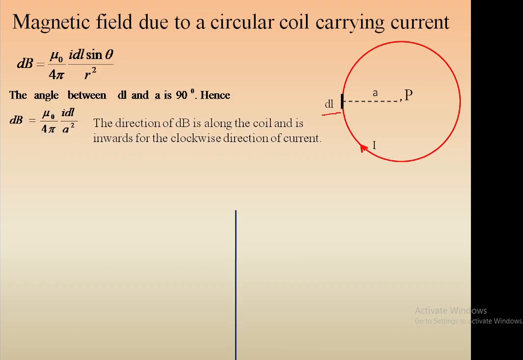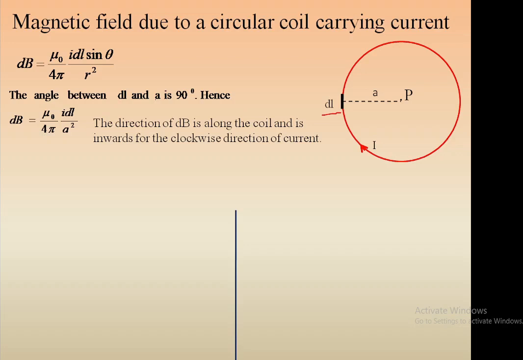Here the direction of dB is along the coil and is inwards for the clockwise direction of current. That we can verify by using the right hand grip rule. So you can take your right hand and encircle your fingers along the direction of the current. Then the thumb will give the direction of the magnetic field. When you encircle the fingers in the clockwise direction, you can see the thumb is pointing inwards, so that is the direction of the magnetic field.